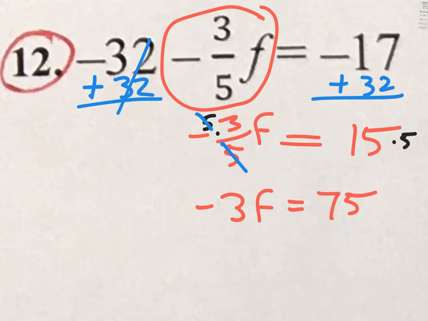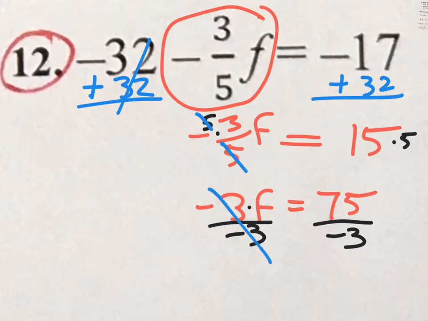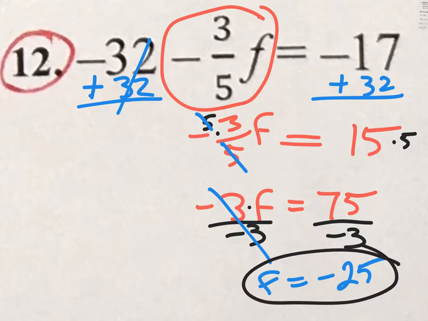Final step would be to divide by, because you're really multiplying by negative 3, so you're going to divide by negative 3 and divide by negative 3. Remember, you need the same exact term on top and bottom for them to cancel out. So your final answer is f equals negative 25. And also a positive divided by a negative is a negative. Question? So that's it. f equals negative 25.